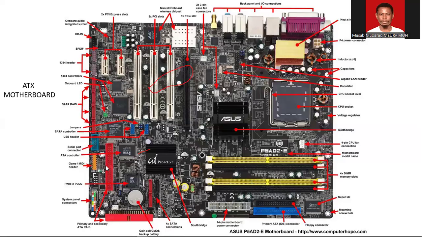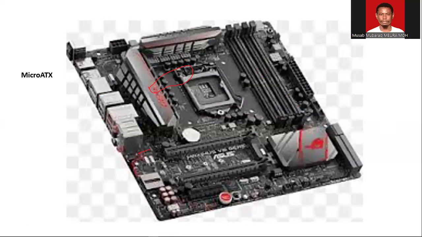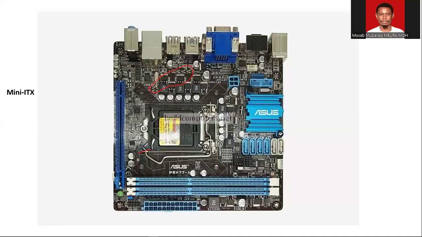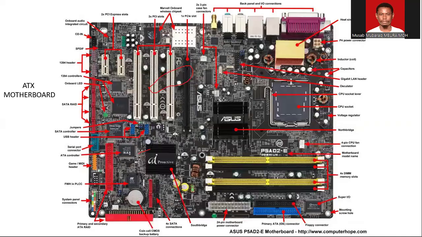Then we have the what? The Micro-ATX, which is smaller than the ATX. That is, we are talking about this. The Micro-ATX is smaller than the ATX with fewer expansion slots, but suitable for budget and compact desktop use, right? And then we have the Mini-ITX. It is a compact motherboard with minimal expansion and ideal for small form factor PCs and home entertainment PCs. So those are the different types of motherboard that we have based on the form factor, that is the size and the capacity of what they can perform.